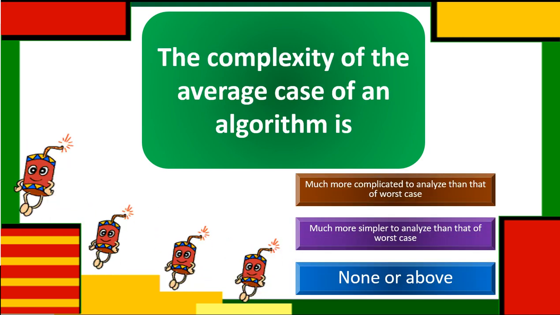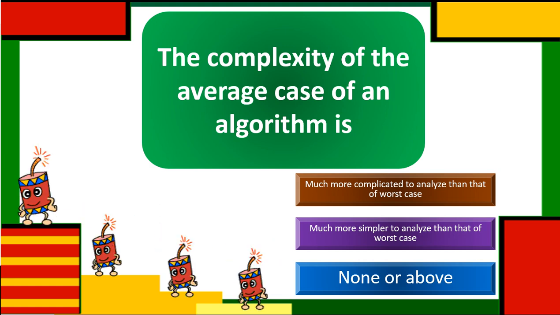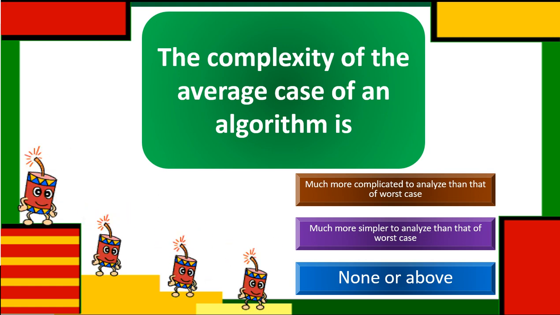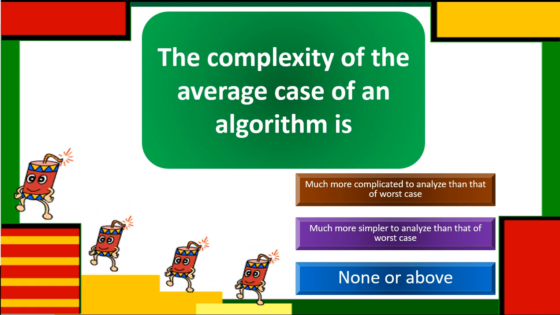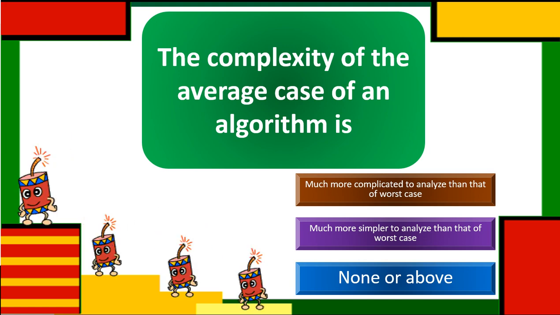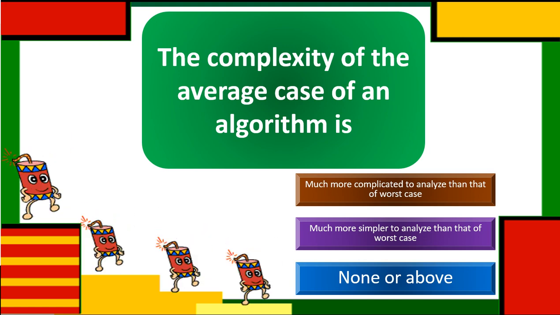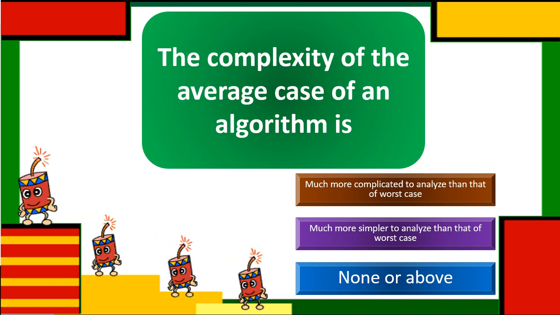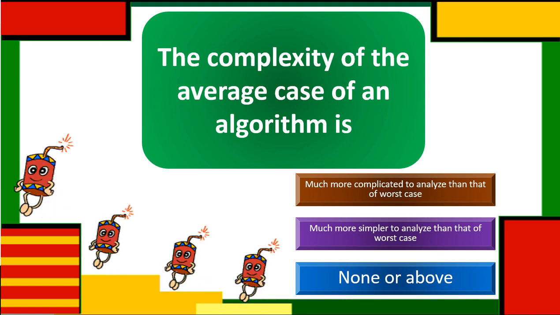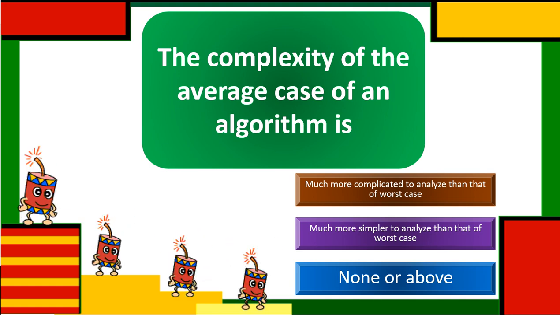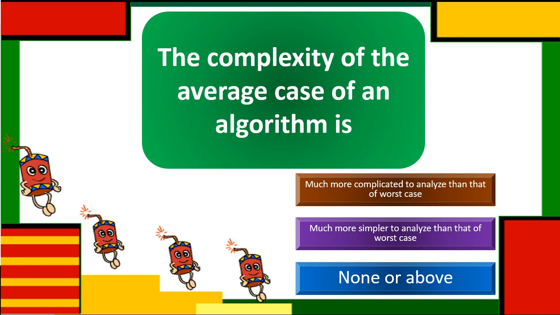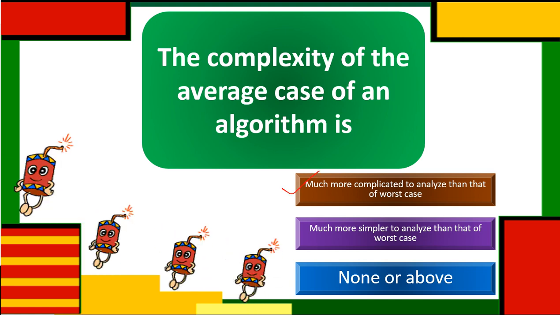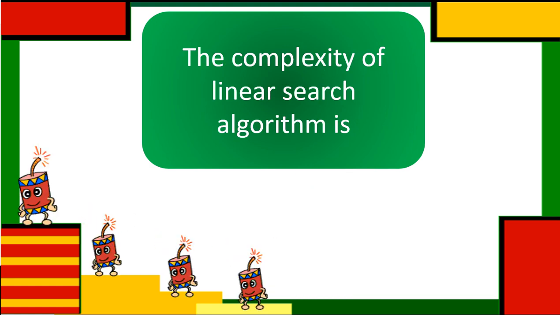Okay, so let's see the next question. The complexity of the average case of an algorithm is much more complicated to analyze than that of the worst case, much simpler to analyze than that of the worst case, or none of the above. The complexity of the average case is much more complicated to analyze than that of the worst case. So this one is the correct answer.